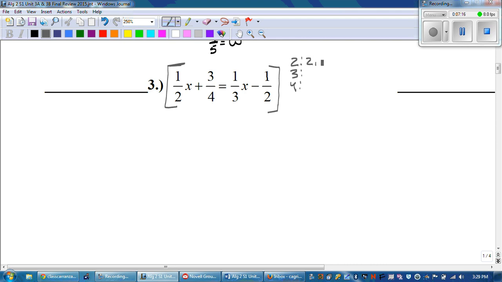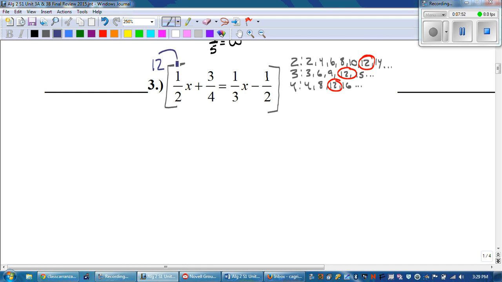So all I'm doing is just listing the multiples. There's 2, 4, 6, 8, 10, 12, 14. 3 is 3, 6, 9, 12, 15, dot dot dot. Sorry, I forgot the dots. 4, 8, 12, 16, dot dot dot. What number do all 3 numbers have in common? 12. So that's what I have to multiply everything by. I have to multiply by 12.